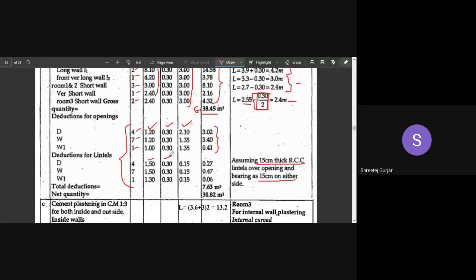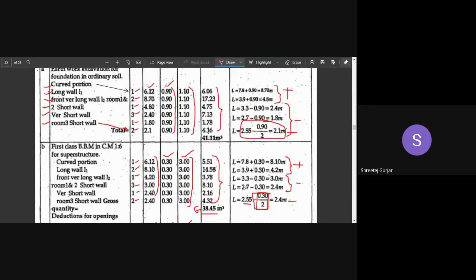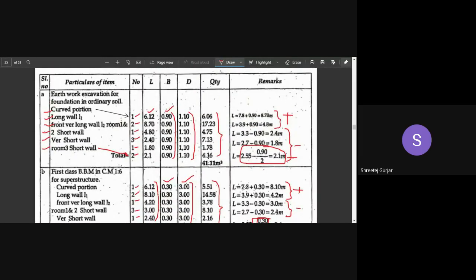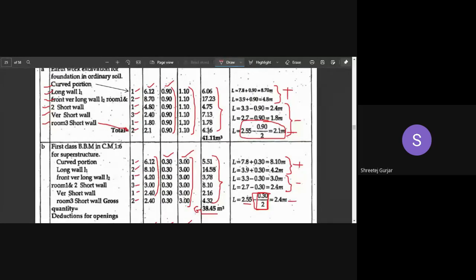The wall thickness is similar, and this is the thickness of your lintel, that is 15 centimeter thick RCC lintel. So you get the deduction quantity, which is 7.63. From the gross quantity, you deduct 7.63, and you get your net quantity, that is 30.82. So I hope this brickwork calculation and your earthwork calculation is clear.